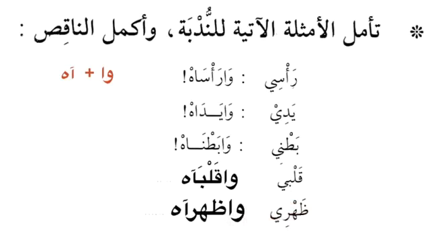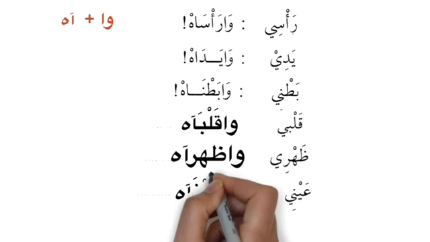So if you want to say batni, batni means your stomach. So you say stomach pain. So your stomach is hurting. You cry out as wa batna. So qalbi is my heart. So when you say something wrong with my heart, we say wa qalba. Zahri is your back. How do we say? Wa zahra. Something wrong with the eye. Aini, my eye. So we say wa aina.